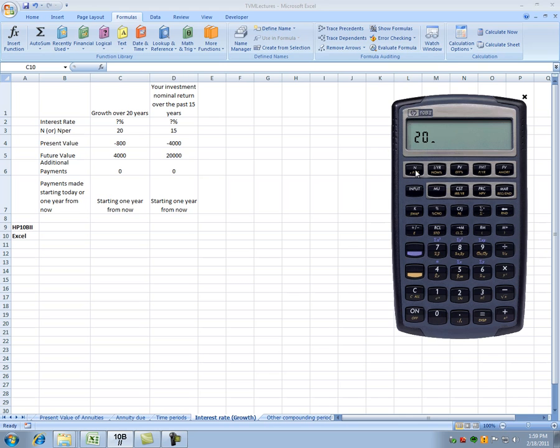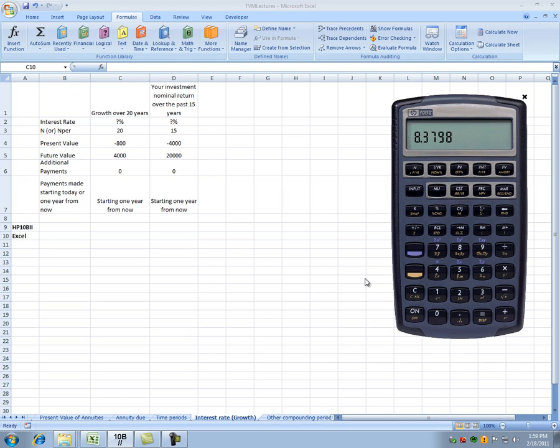20 in, present value 20 years ago, negative, 0 additional payments, therefore future value is 4,000. So $800 over 20 years became $4,000, represents a 8.37 or 8.38 return yearly.